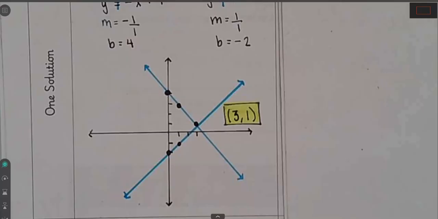Yeah, it's the same line. That's what I got too. You guys get it?